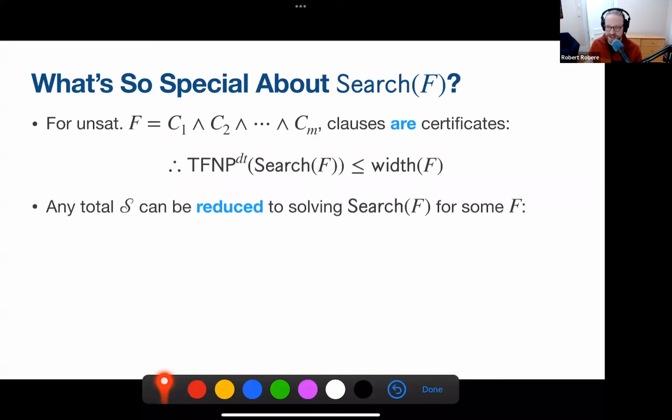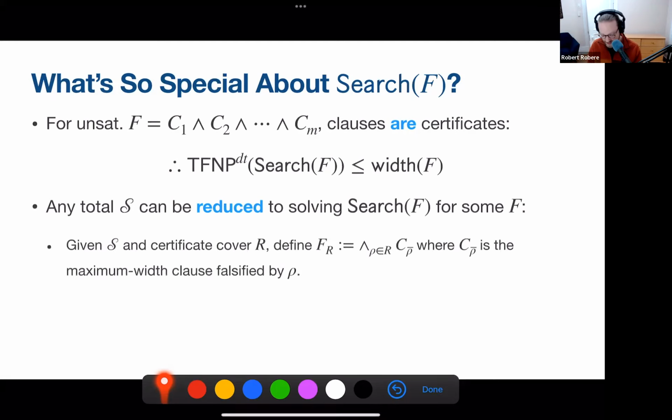But in fact, it turns out that these search Fs are very special. This was already remarked upon by Sam in yesterday's talk. Search F is in some sense complete for TFNP, in that any total S which is in TFNP can be reduced to solving search of F. Why is that? Well, it's simple. If I have a set of certificates for S, then I can just take the conjunction of the negations of the certificates. Just take all the certificates and negate them.